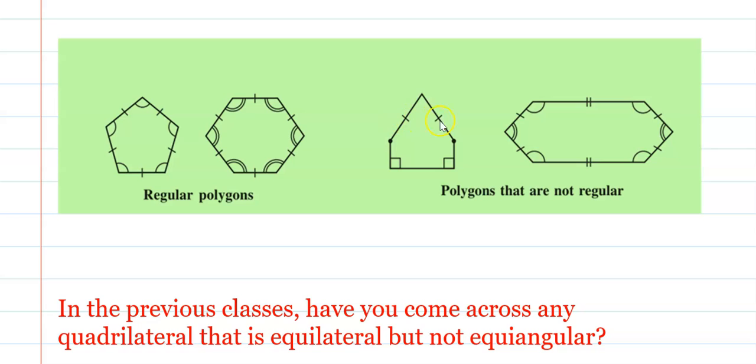Only for this figure, these two sides are equal, and all angles are also not equal. Therefore, this is not a regular polygon. In this figure also, the opposite sides are equal and these are different ones. Therefore, this is also not a regular polygon. Okay.